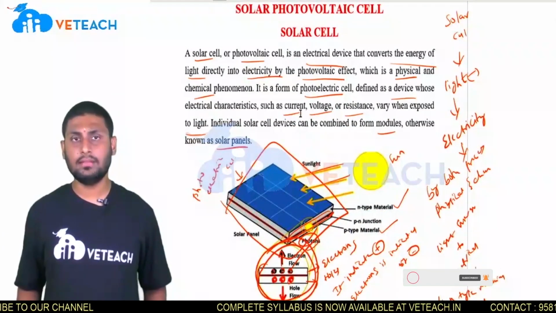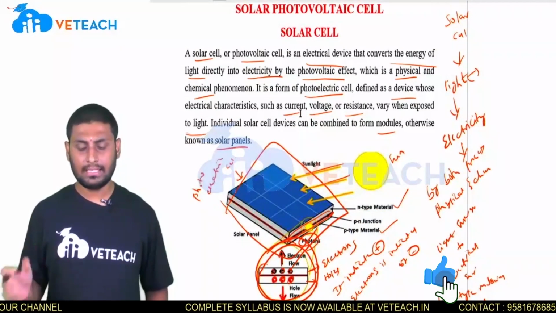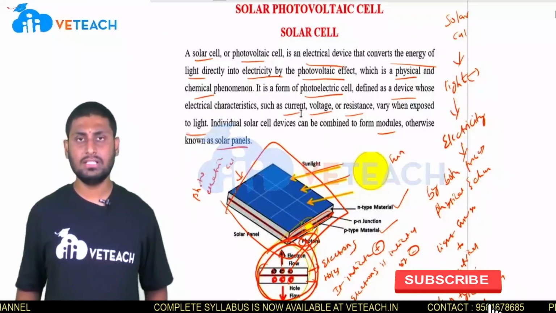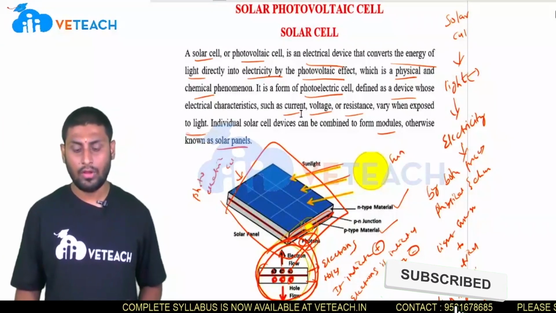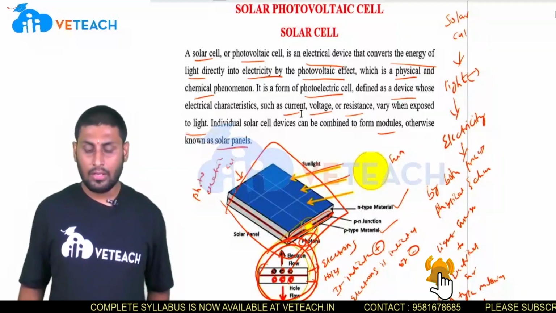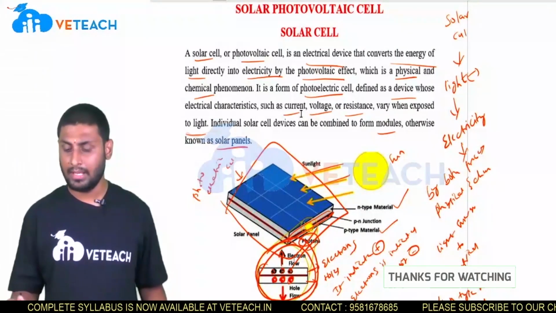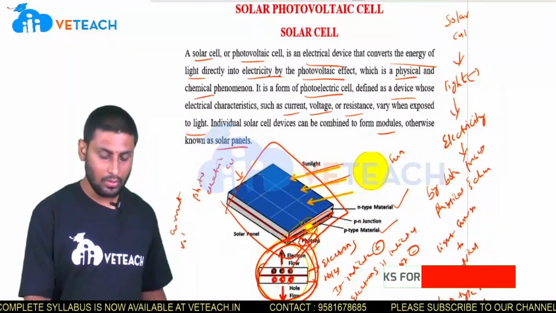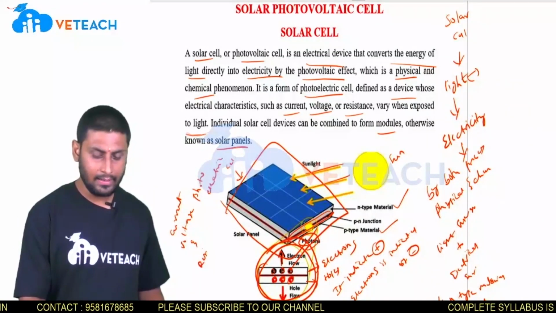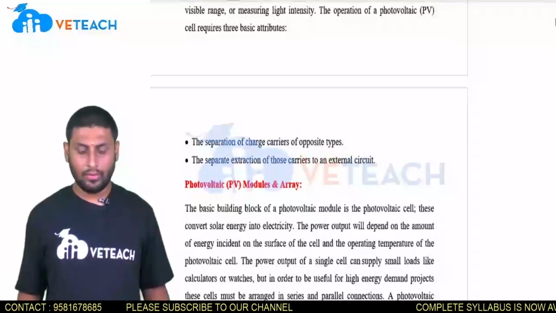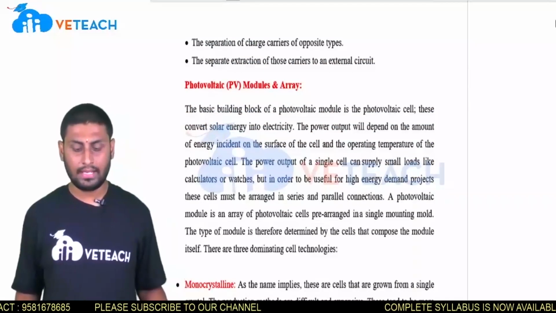The main definition of a solar cell is that it converts light energy to electrical energy. It is a form of photoelectrical energy. There are some electrical characteristics involved: current, voltage and resistance. Now we can go to the photovoltaic modules and arrays.